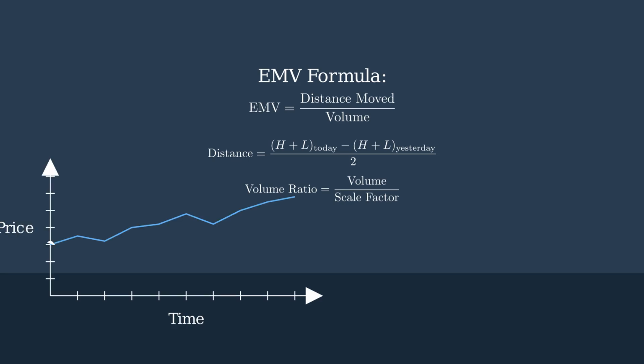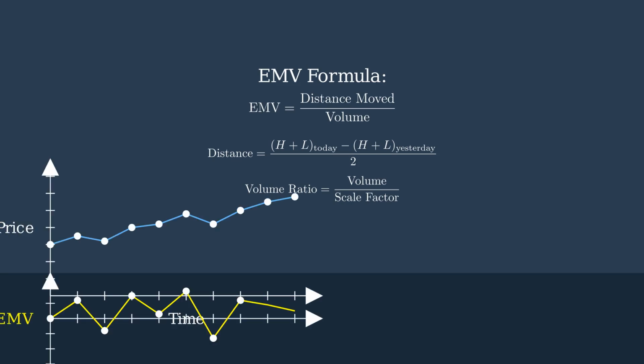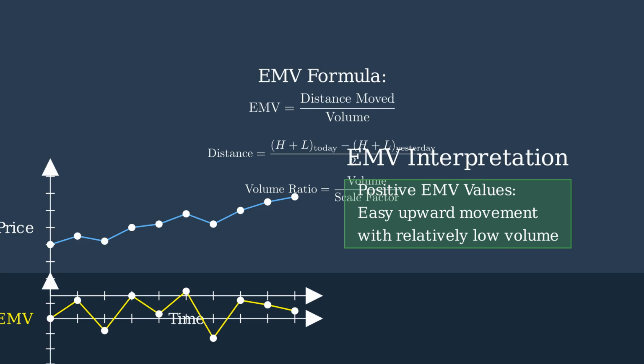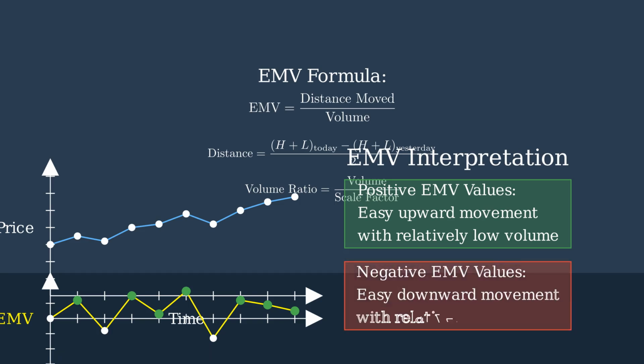Let's look at how EMV relates to price movement on a chart. The EMV indicator is plotted below the price chart with a zero line representing neutral movement. Interpreting EMV is straightforward. When EMV is positive, it suggests prices are advancing with relatively low volume. Negative EMV values indicate the price is declining with low volume, suggesting easy downward movement.